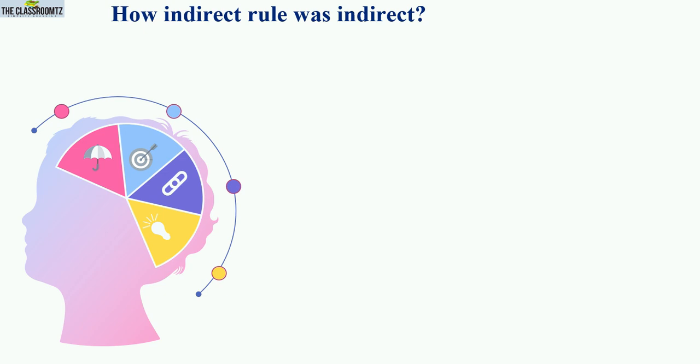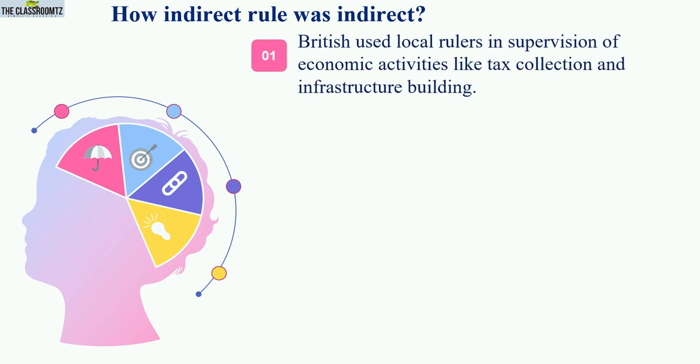How direct was indirect rule? Prove it was indirect. We can prove the indirectness of indirect rule by checking the following. Number one, British used local rulers in supervising the economic activities. So in administration, it was indirect because blacks worked on behalf of Europeans. That's number one. Local chiefs worked on behalf of Europeans.